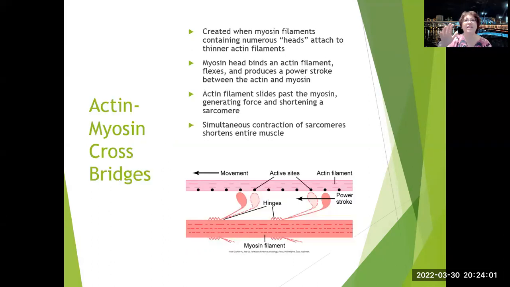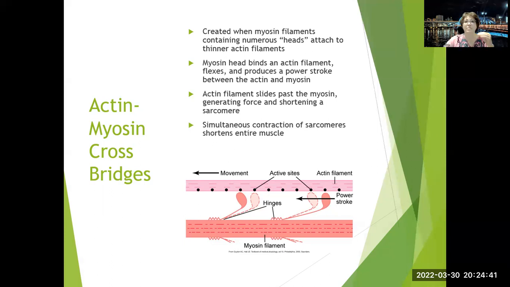So when the myosin filaments... you have to have cross bridges between the actin and the myosin in order for the muscle contraction to work. So there's cross-linking between the heads of the myosin, and they're always sort of depicted in these theoretical drawings as little golf clubs, almost like the head of a golf club, and the heads attach to the thinner actin filaments. So a myosin head binds an actin filament, and it flexes, producing a power stroke between the actin and myosin.